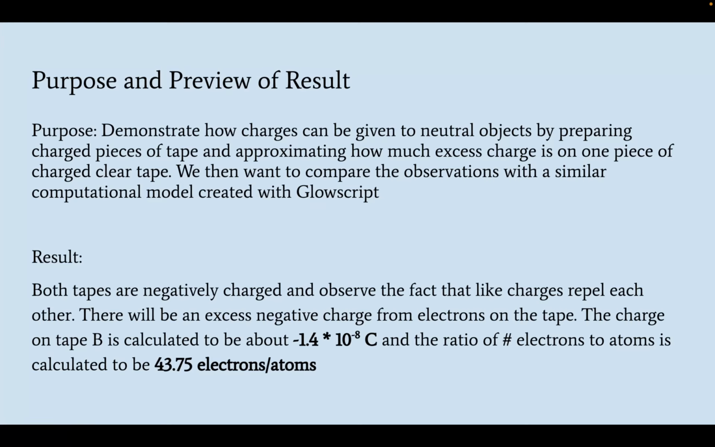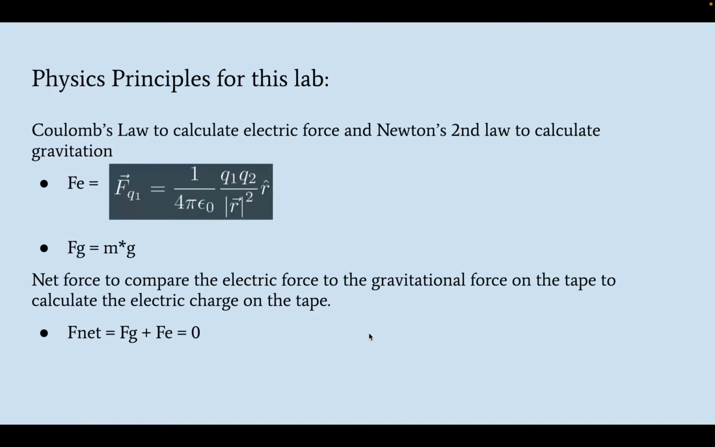And then the charge on tape B that I calculated was negative 1.4 times 10 to the negative 8 coulombs, and the ratio of number of electrons to atoms I calculated was 43.75 electrons to atoms.